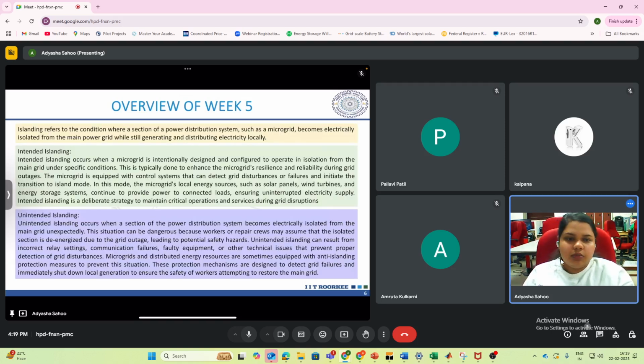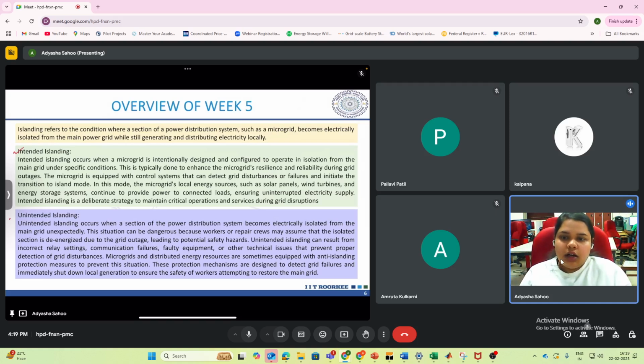Then the next big issue that we discuss this week will be the condition of islanding. So it is when the microgrid is isolated from the main power grid, but it is functioning on its own, like the cluster of generation and loads that we call the microgrid. So it is supplying power within its microgrid, but it is not connected to the main grid. That condition is known as islanding. So islanding is of two types. One is intended, the other is unintended.